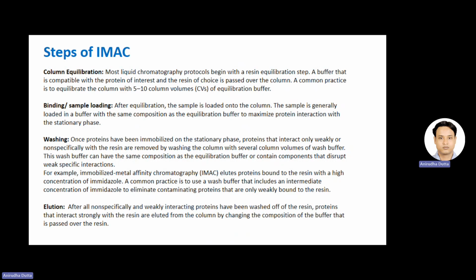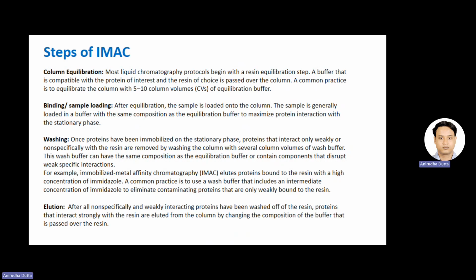So the protein that has affinity for the column, in this case His-tag protein, will tightly bind to the column, and all the other impurities are supposed to pass through the column and be collected in the flow through. Okay, so then the next step would be the washing of the column.